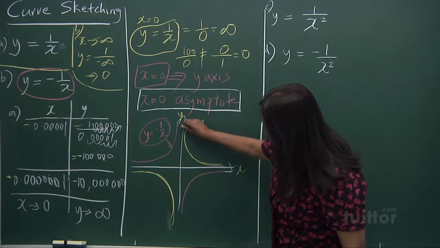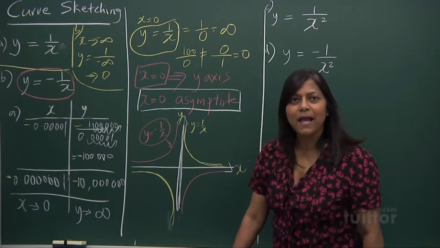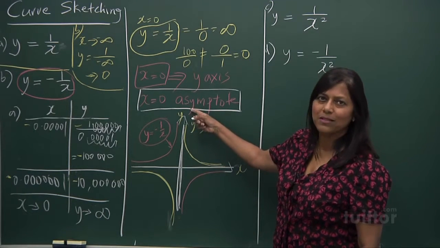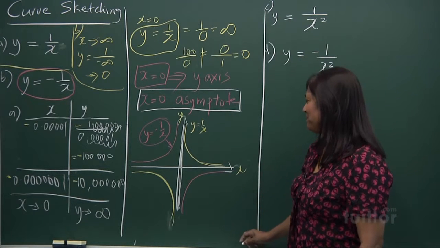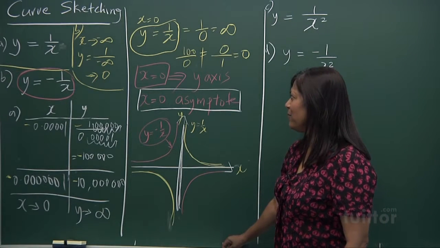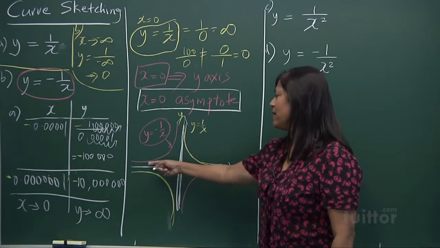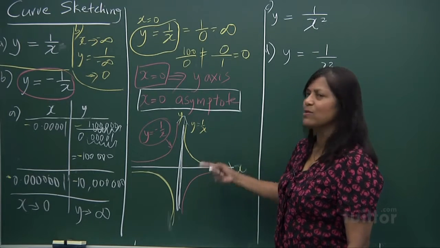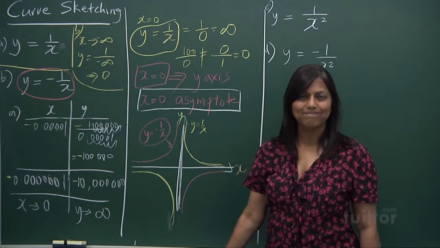We call this line, remember, x equals 0, an asymptote. No one crosses this line, all right? Okay, and also if you look at this graph, y equals 0, and the graph too in this case does not cross, because of the nature of the readings as we see.